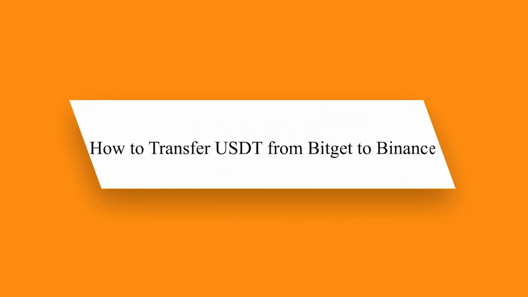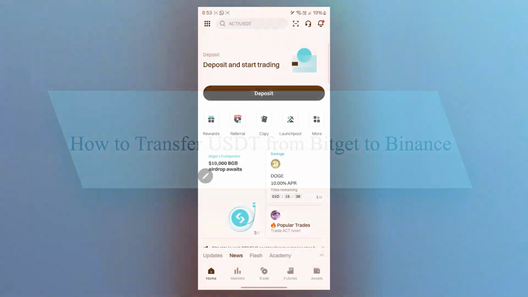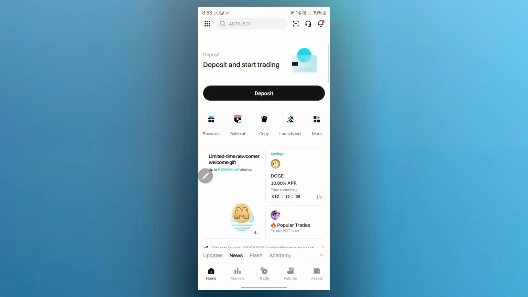Hello guys, in this video I will show you how to transfer USDT from Bitget to Binance. So, in order to do this, first of all, open your Bitget application. Now, after opening the application, you will see an interface that will look something like this.